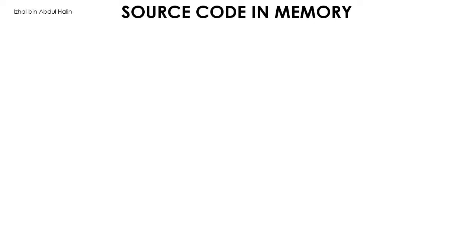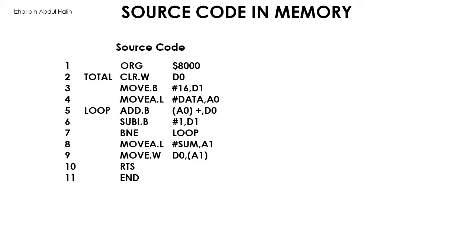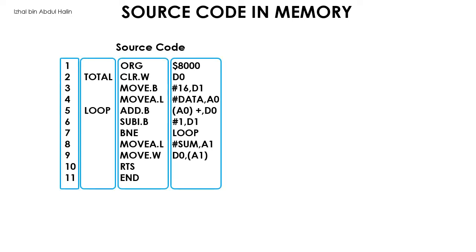Now we will have a look at a sample list file and source code written for the 68K microprocessor. Here is the source code. At this point, do not concern yourself with the instructions you see. I just want to show you the format. This assembly language source code can be divided into 4 columns. The leftmost column shows the corresponding lines of instructions in the program. In this case, the program has 11 lines.